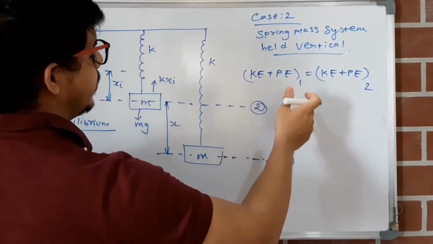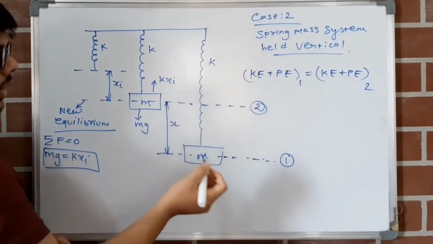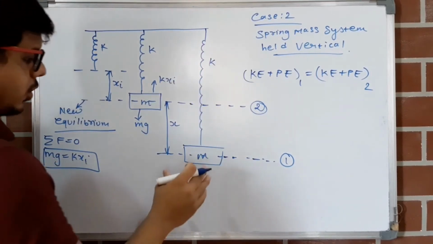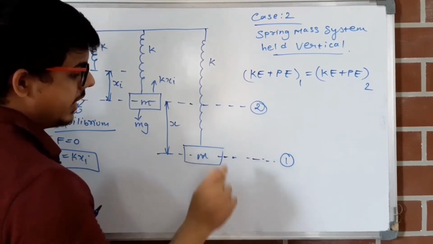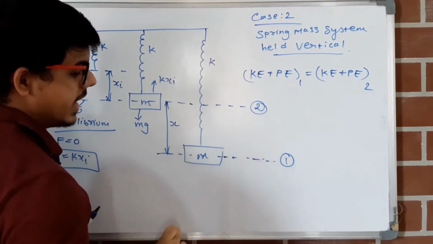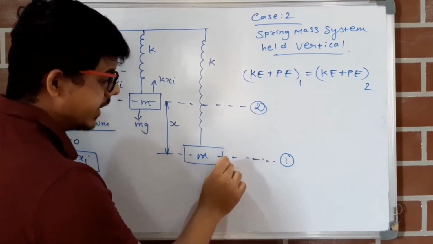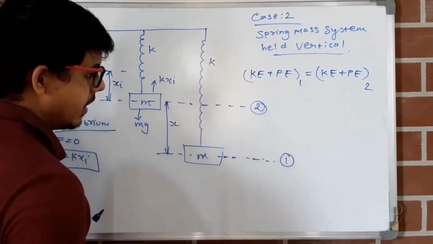So kinetic plus potential at point 1. Now we know that we have two types of kinetic energy, but rotational kinetic energy will not come as the mass is moving linearly. So as the mass reaches this extreme position, we know that velocity changes the direction at this point. So at point 1, at extreme point, the velocity is 0. So as velocity is 0, kinetic energy will be 0.